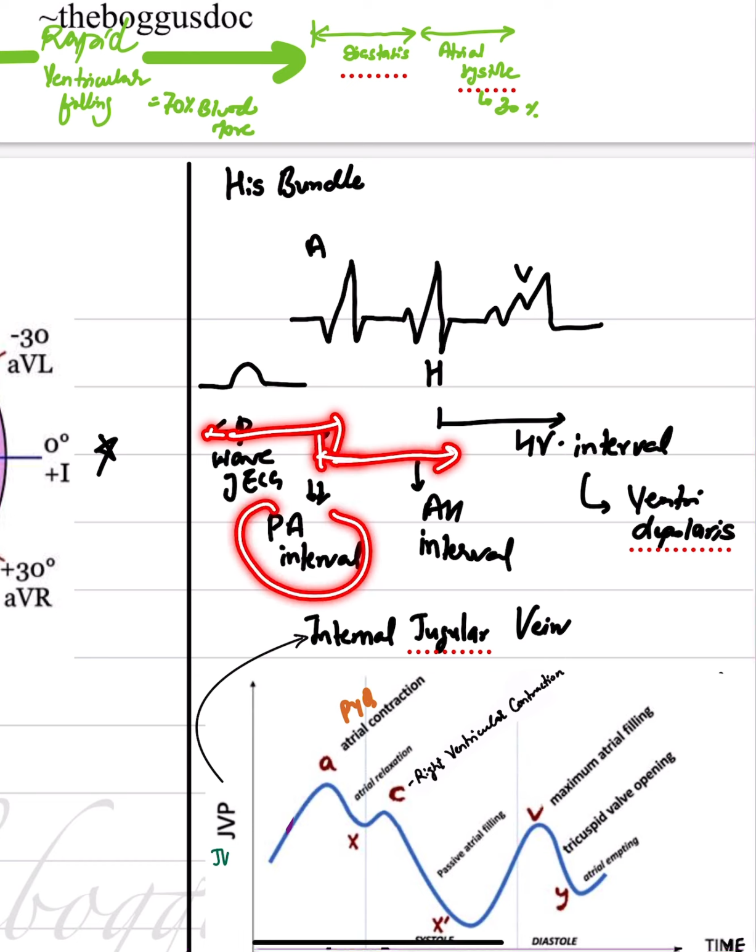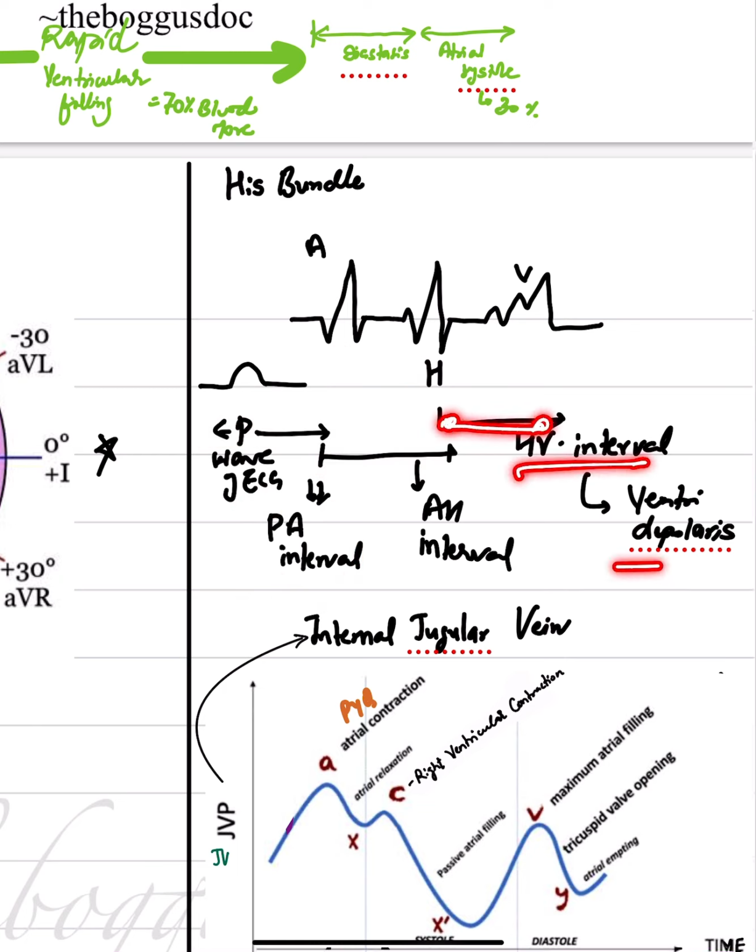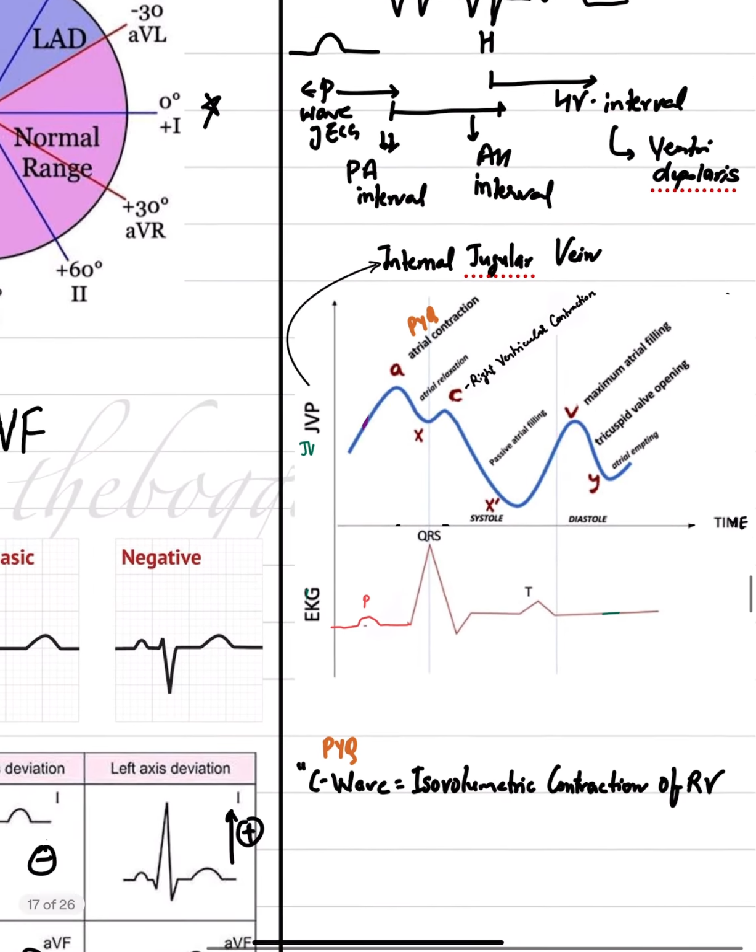So this is the PA interval. This is the AH interval, meaning conduction from the AV node to the His bundle. And this is the conduction from the His bundle to the ventricle. The ventricular depolarization started here.